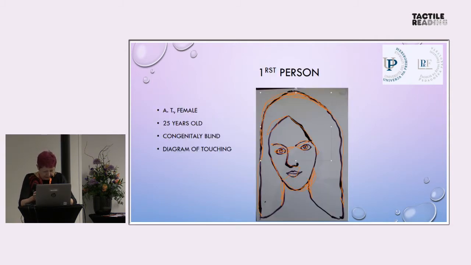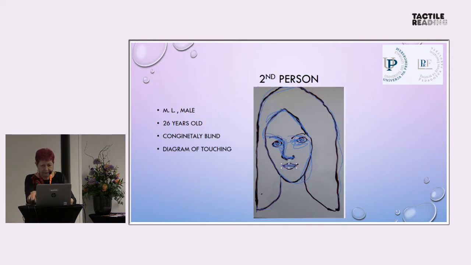The first person was AT, female, 25 years old, congenitally blind. She began touching on the top of the head, and then she followed the neck. She recognized the face in 1 minute. You can see in these orange lines the way her fingers moved while touching. And I will also explain, of course.